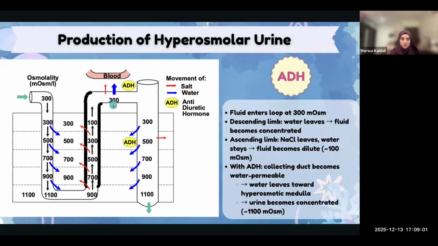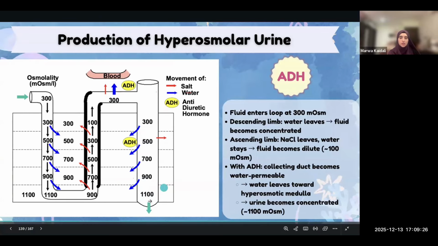And then as it reaches the distal tubule, thanks to ADH, we're going to have water reabsorption. Okay, so when we're removing water, what's going to happen? We're going to concentrate our urine. So our urine is going to be even more concentrated. As you can see, the more you go down, the more concentrated it gets because we have more and more water being reabsorbed. So we have 300 milliosmoles and 500 until we reach our desired target, which is around 1100 milliosmoles.